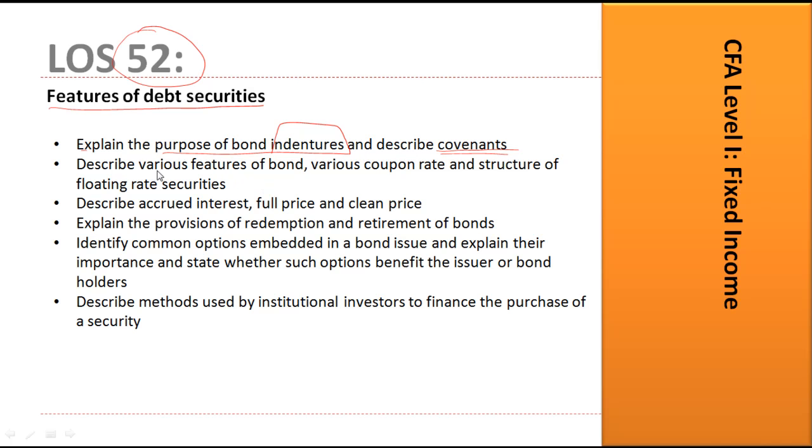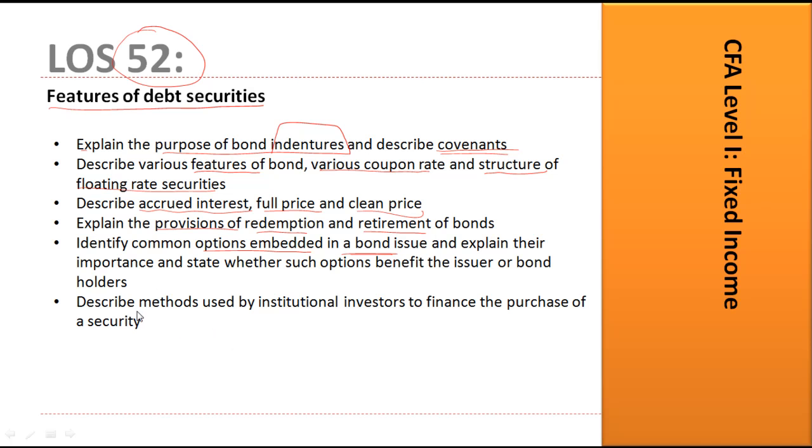Then we will look at the various features of the bond, various coupon rate, and the structure of floating rate securities. Then we'll understand the concept of accrued interest, full price or dirty price, and the clean price. We will also understand the provisions of redemption and retirement of the bonds. We'll also understand the options which are embedded in the bonds and explain their importance, as they could be beneficial to the issuer or the bondholder.